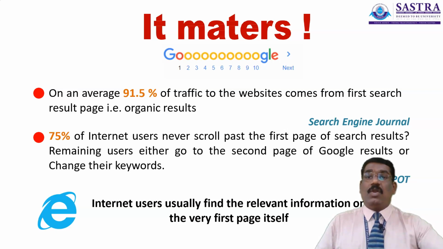In this case, it matters a lot on which page of Google results your website will be shown against the keyword used by the user. Because according to Search Engine Journal, on average, 91.5% of the traffic to the website comes from the first search result page, that is, organic results. According to HubSpot, 75% of internet users never scroll past the first page of search results. Remaining users either go to the second page of the Google results or change their keywords. That means internet users usually find relevant information on the very first page itself.